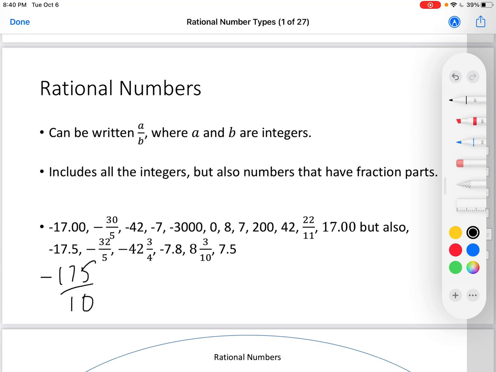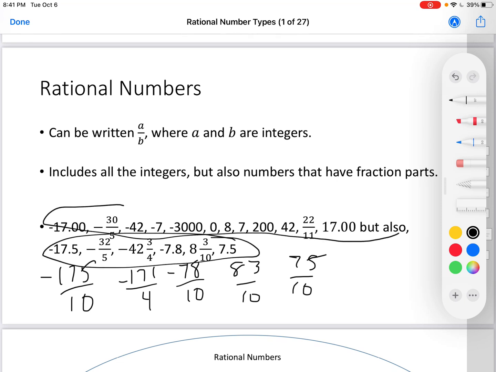It has a fraction part. Negative 42 and 3/4 has a fraction part, but it can be written as a fraction, a over b. So that would be 168 plus 3, negative 171 fourths, a over b. Negative 7.8, negative 78 over 10. 8 and 3/10, 83 tenths. 7.5, 75 tenths. All of these can be written as a over b. They have fraction parts, so they are not integers. These ones down here are not integers. These up here are all integers, but they are also rational.